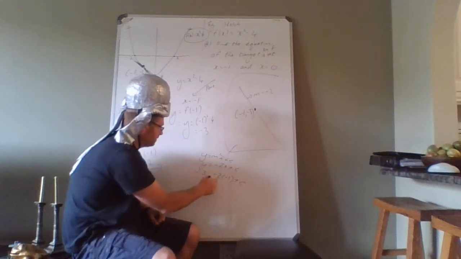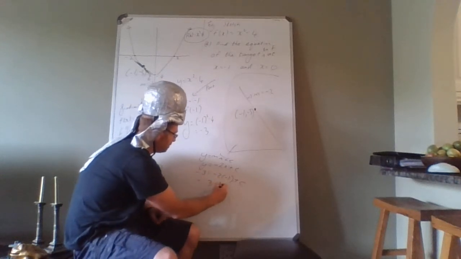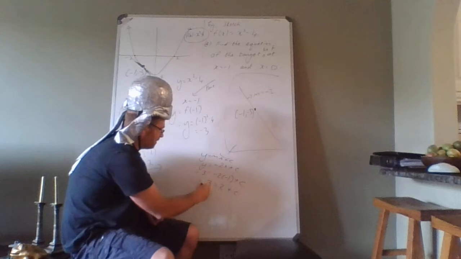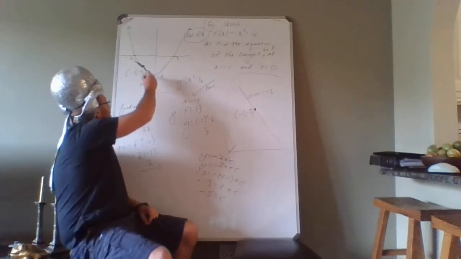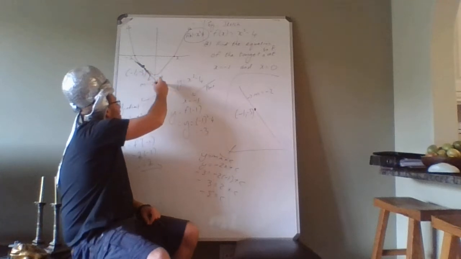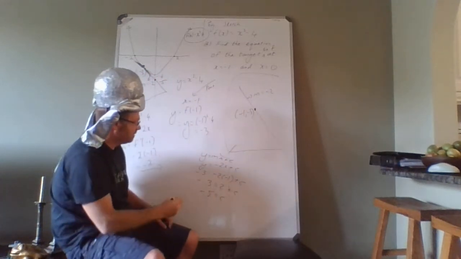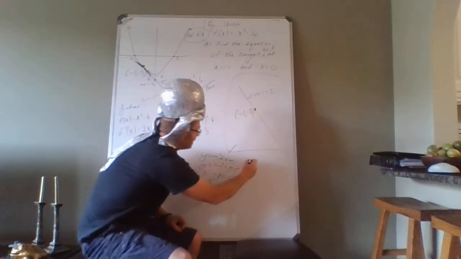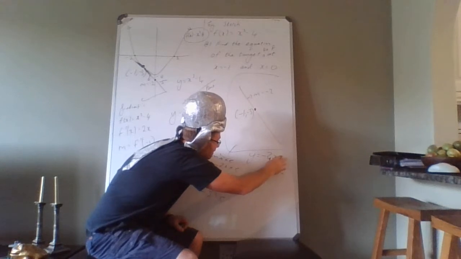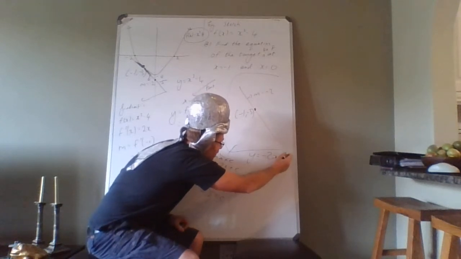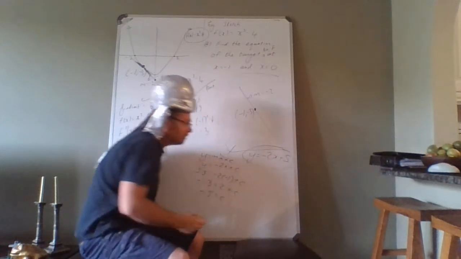So I get 2 minus 3 is equal to 2 plus c. So I get minus 5 is equal to c, which looks right because it's saying that this tangent carries on and it will cut the y-axis at minus 5. So c is equal to minus 5. So your final answer is y is equal to negative 2x minus 5.